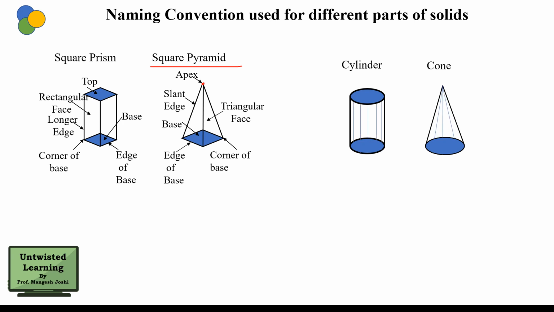Coming to the category of cylinder, you have base and top as circles, and these imaginary lines are called generators, which we have already seen in conic sections. These two are called end generators, which are visible.